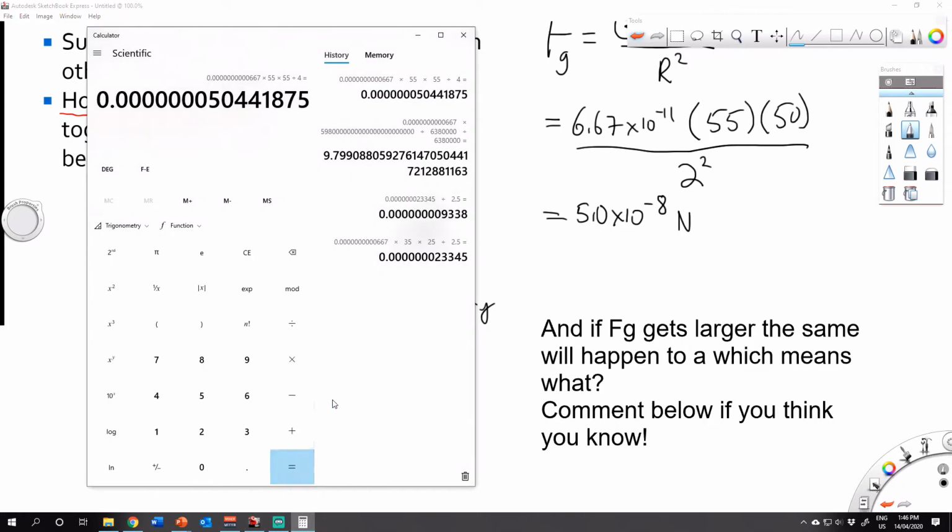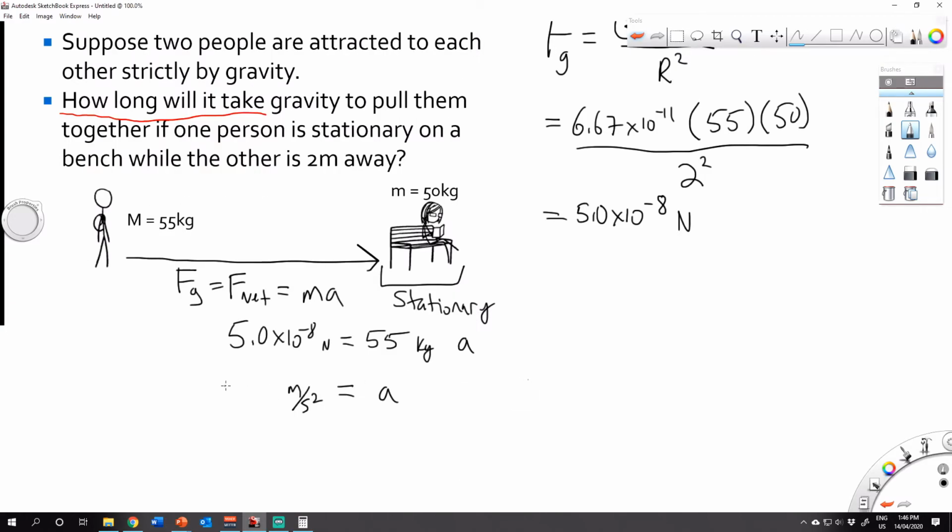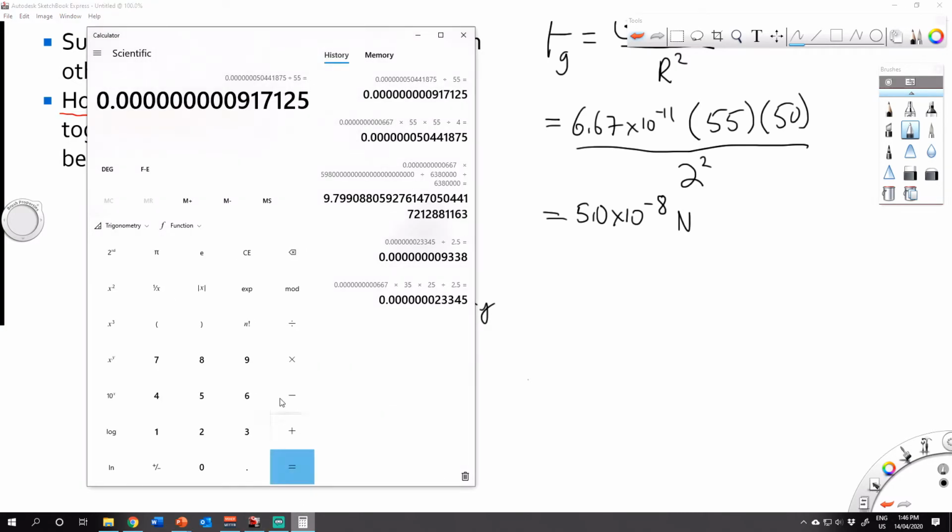Okay, so we'll take that number, divide by 55, it's really tiny, 9.2 times 10 to the negative 10.